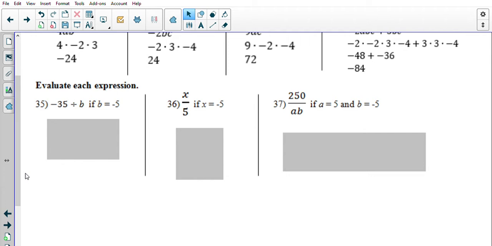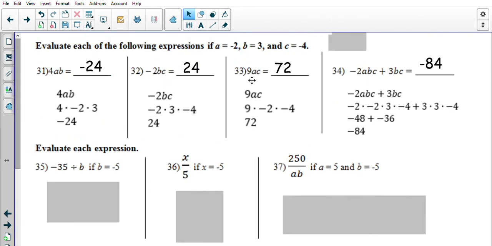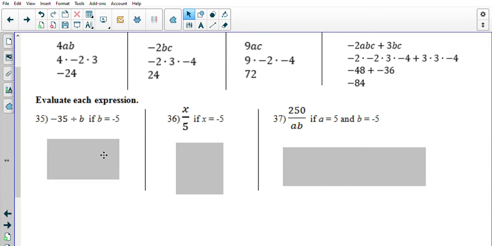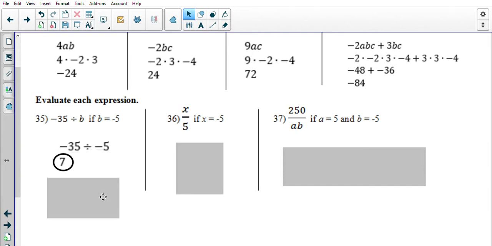So number 35, we're going to evaluate these expressions as well. We've got negative 35 divided by b if b equals negative 5. It's really like the same problems you saw at the very end of our lesson from the previous video where we were evaluating expressions, but each of these is giving you different values and different variables. So replace b with negative 5. They're actually a little easier than the ones up above. Negative 35 divided by negative 5, which of course gets us 7.